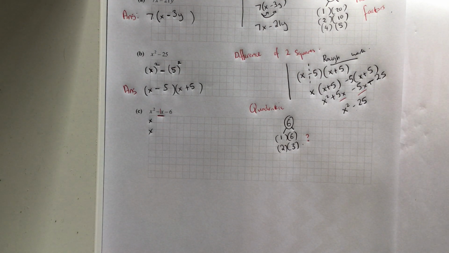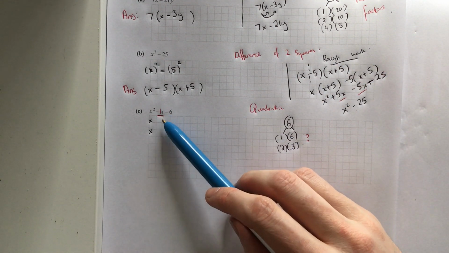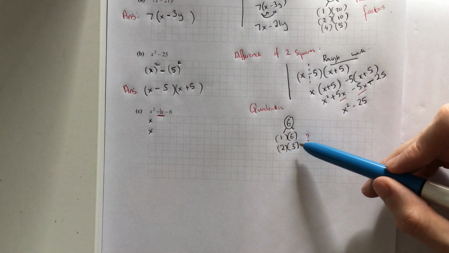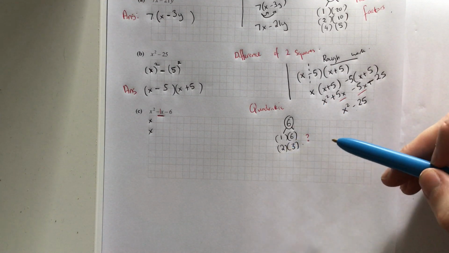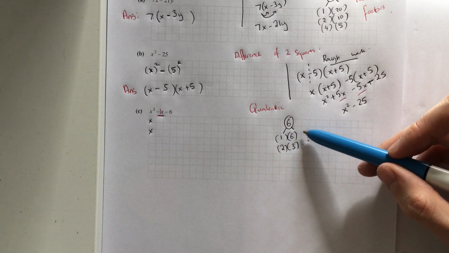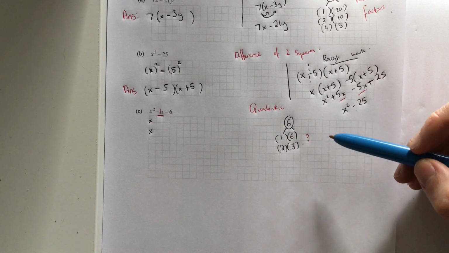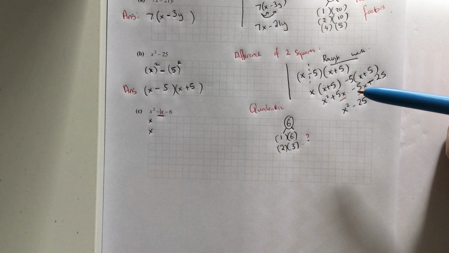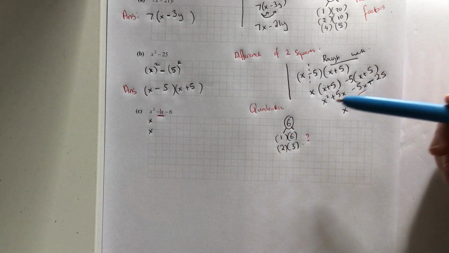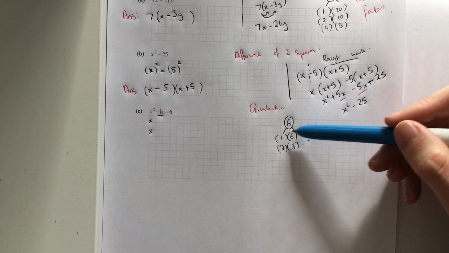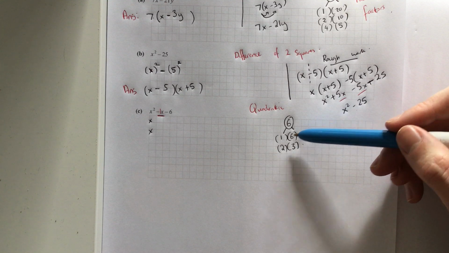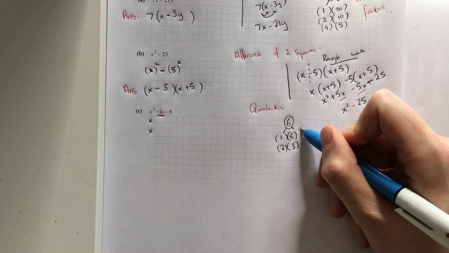When choosing our values, remember, if we're trying to get the minus 1x, then it might be a good idea to look at these numbers and, by a process of elimination, figure out which of these two pairs is more likely to get us to minus 1. If it's 6 minus 1, that would give us 5. 6 plus 1 would give us 7. So therefore, I would say this one is unlikely.